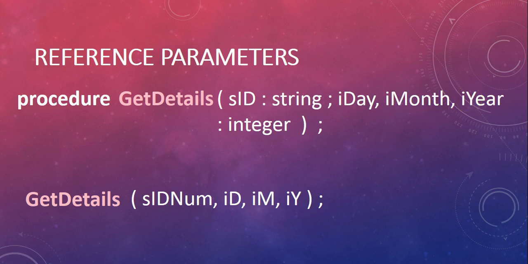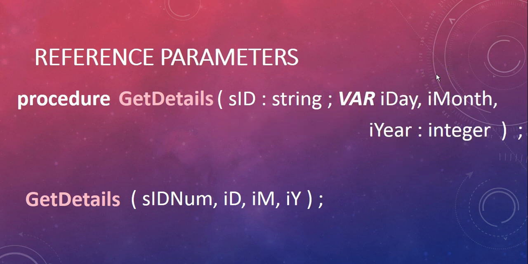So if you want variables to become a reference parameter, then you have to put a VAR in front of them in the declaration. Now, because I've got three of the same type, I can just put one VAR there, and all three of those variables will become reference parameters. If I wanted the ID to also be a reference parameter, I would have to put a VAR in front of this variable and a VAR in front of these three. Okay, but we just have to put that there.